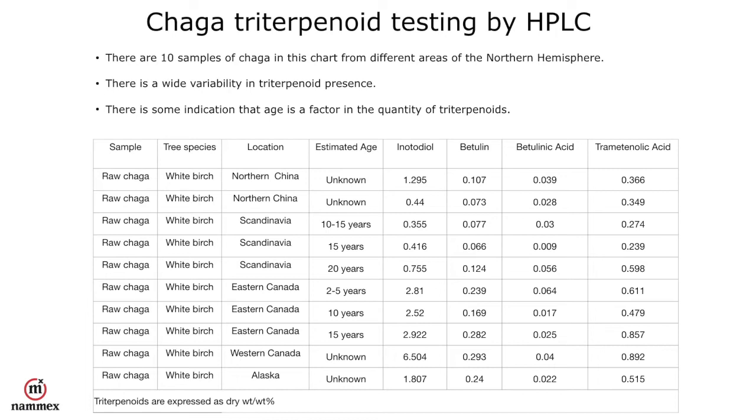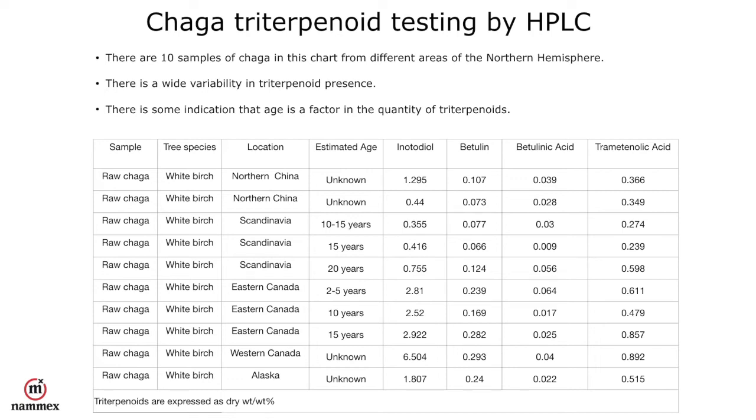So we've got some really interesting data here for chaga, and this is something that nobody has really done anywhere else. We have 10 samples of raw chaga in this chart from different areas of the Northern Hemisphere. And what we found is there's a very wide variability in triterpenoid presence. And there's also some indication that age is a factor in the quantity of triterpenoids.